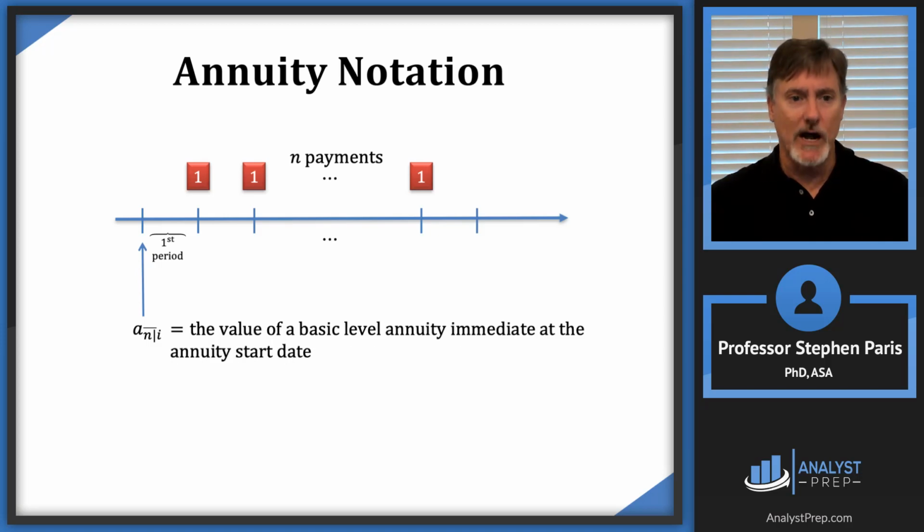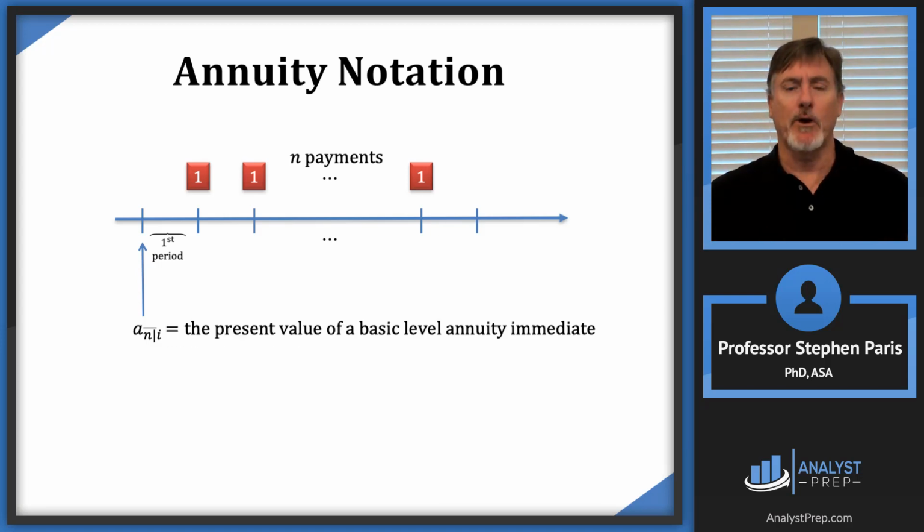And so I could describe this a angle n at rate i as the value of a basic level annuity immediate at the annuity start date. The first payment's at the end of the first period. That's going to make this an annuity immediate, and the annuity start date would be at the beginning of the first period. That's where the valuation date is, and so this is the value of a basic level annuity immediate at the annuity start date. And I'm going to simplify that to say this is the present value of a basic level annuity immediate.